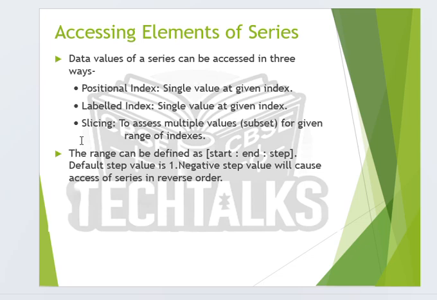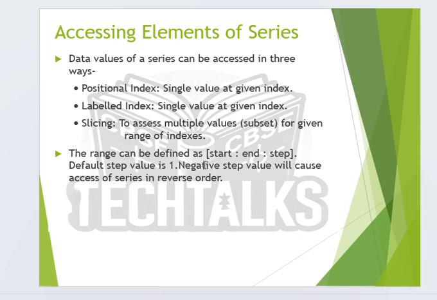Second is labeled index, like we have used in this case ABC. So labeling can be there, or you can get the value from index 0, 1, 2 that way, or slicing. So there are 3 ways. Positional index gives a single value at the given index. Labeled is again a single value at the given index. Slicing is used when we want more than one value to be accessed, a subset for a given range of indexes.